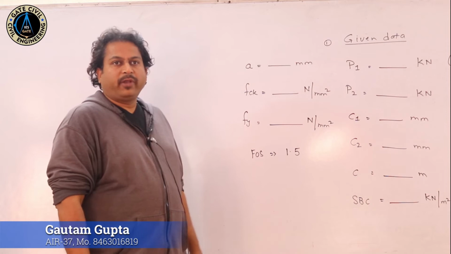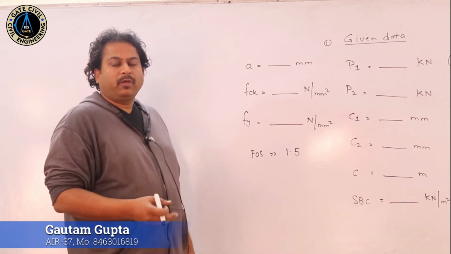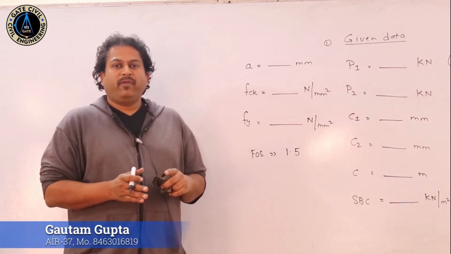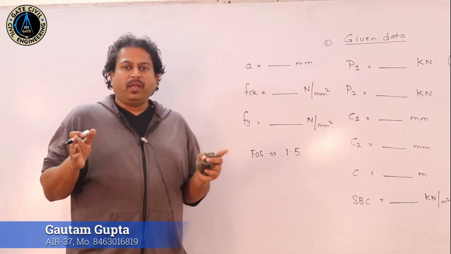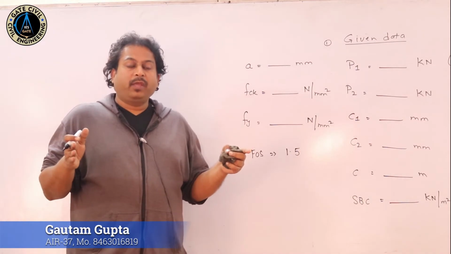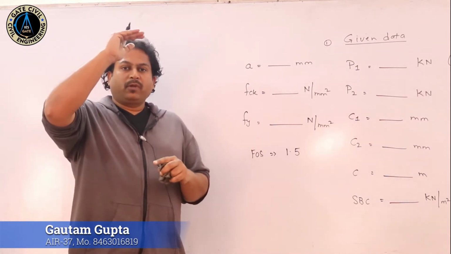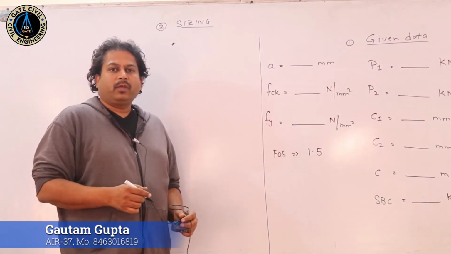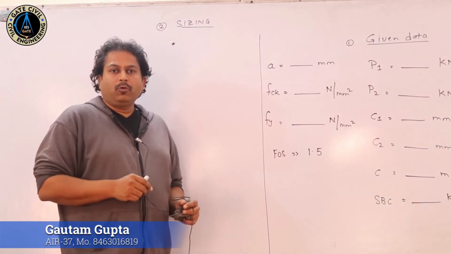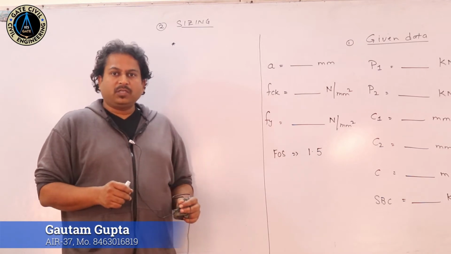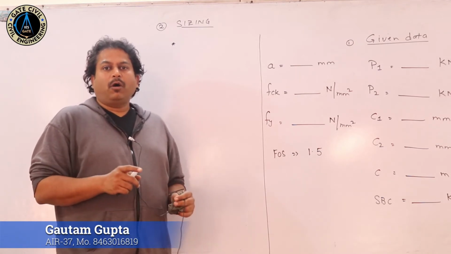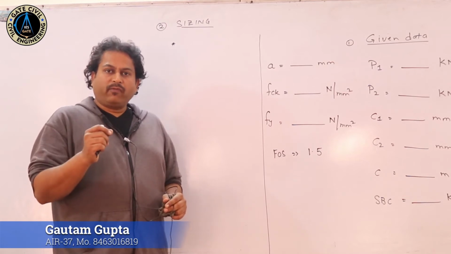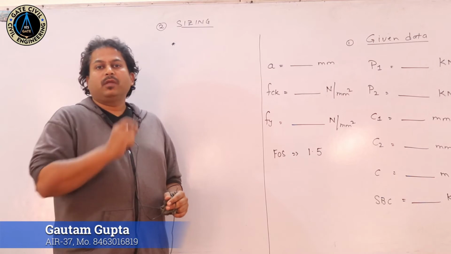After writing all the given data, now the second step is the sizing of the footing. By sizing, we mean that we have to determine what is the capital L, that is the entire length of the footing, and what is the transverse width, that is capital B. The sizing of a footing is done based on two conditions. The first condition is that the CG of a rectangular footing should match with the center of gravity of the loading.